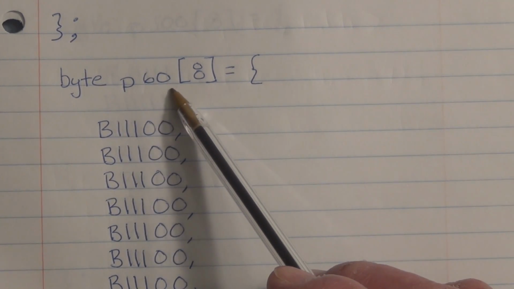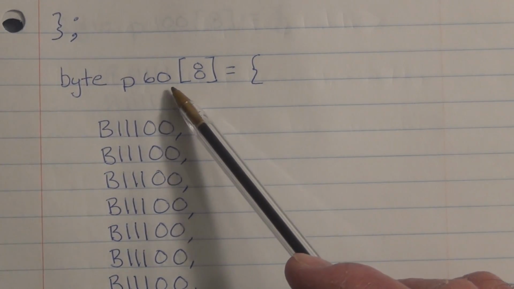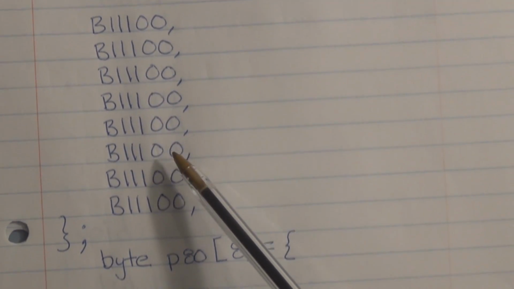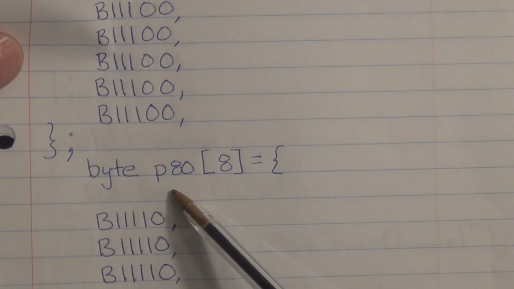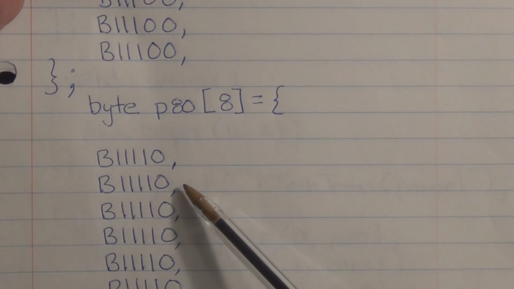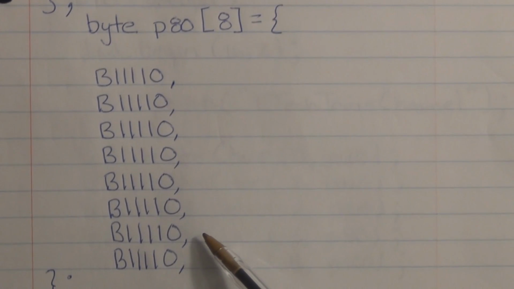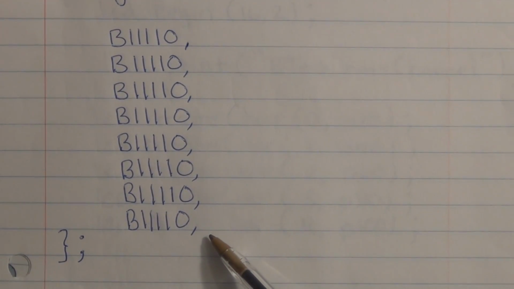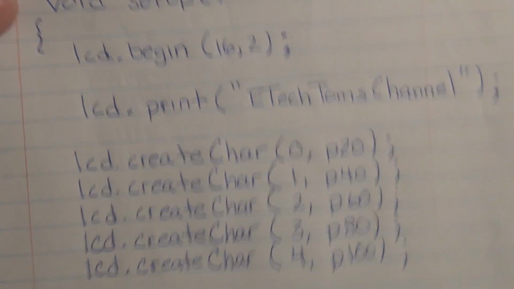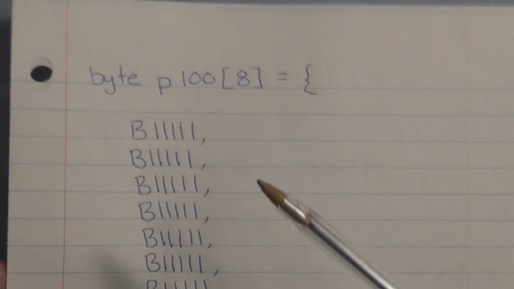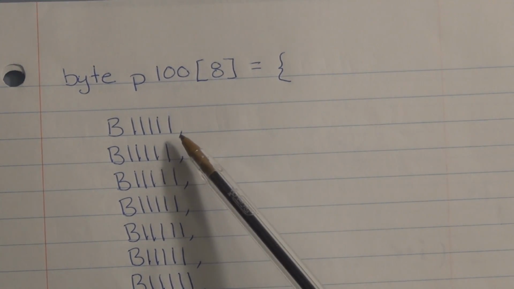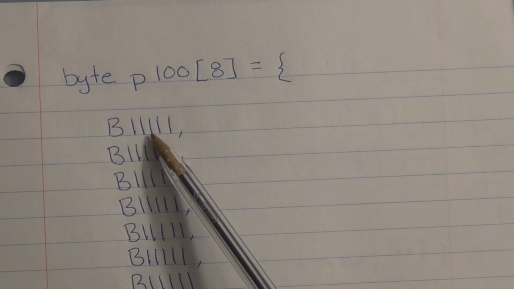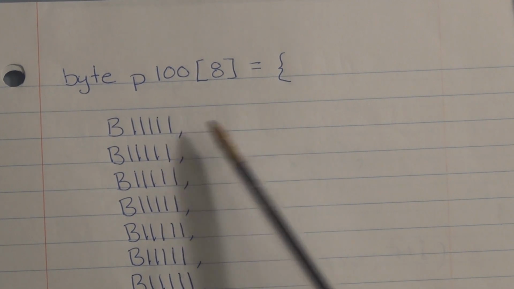And right on down the line here is 60% of the pixels turned on for this special character, and then 80%, and finally the special character with all the pixels turned on with 1s in each spot here.